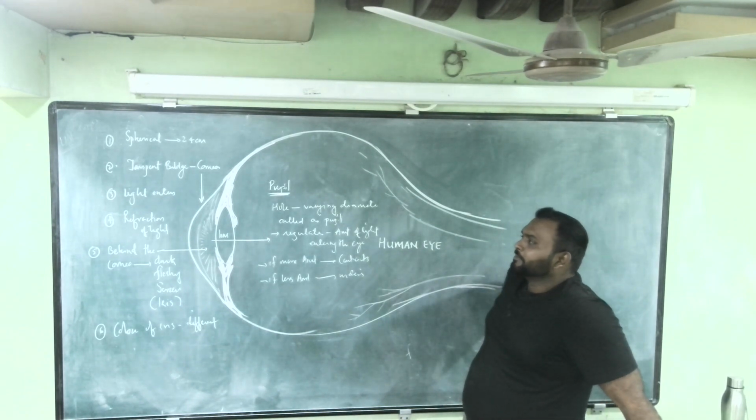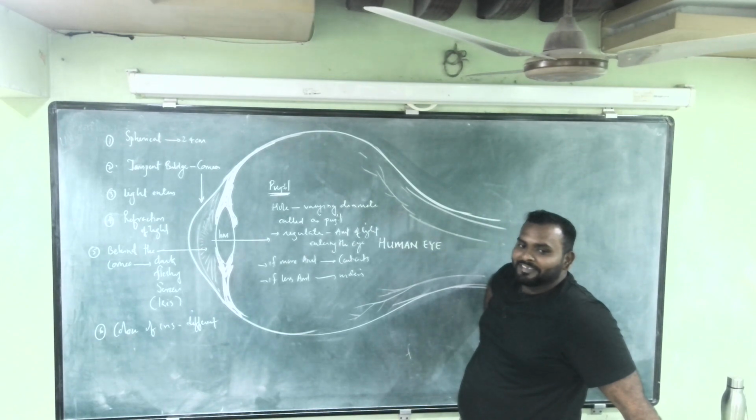The human eye is spherical in shape and it has a diameter of about 2.4 centimeter. There is a transparent bulge in front of the human eye, on the surface of the human eye. It is known as cornea. The light enters through the cornea. Maximum refraction of light occurs near the cornea.